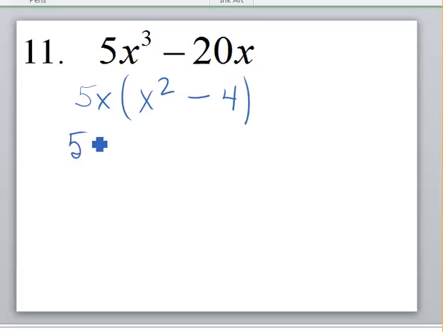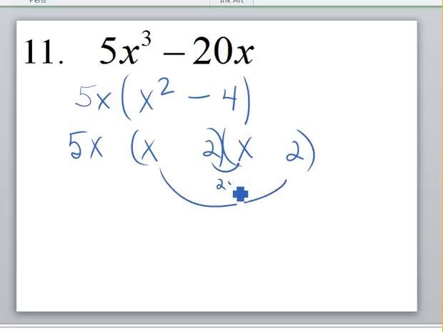Now this is not finished because inside the parentheses, if I look carefully at this binomial, it is a difference of squares. x times x is x squared. 2 times 2 is 4. I can get the zero term by having a negative and a positive, negative 2x and a positive 2x.